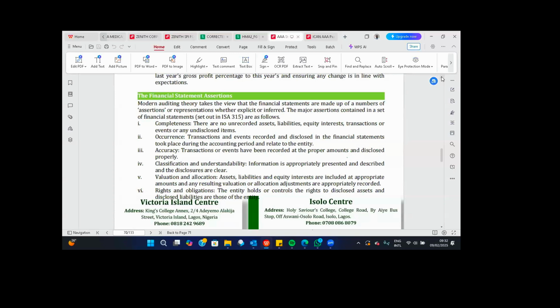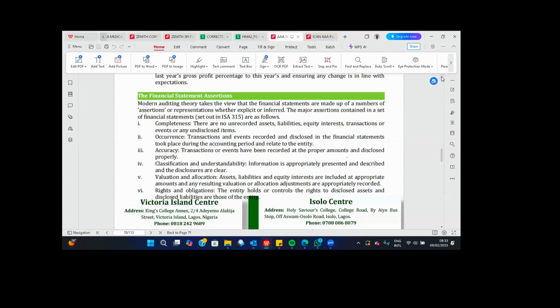Then we have classification and understandability. Classification and understandability is under assertion based on presentation and disclosure. However, classification alone, we are talking about classification alone. That one is about assertion based on transactions and events, and that says that all transactions are posted into the appropriate account heads, their correct account heads.